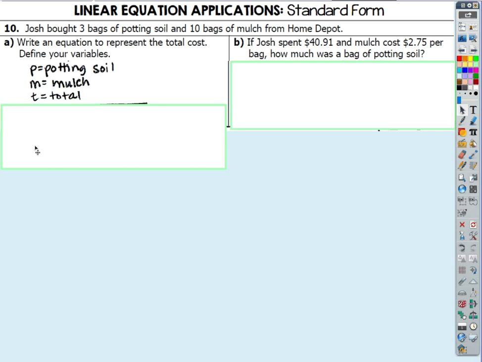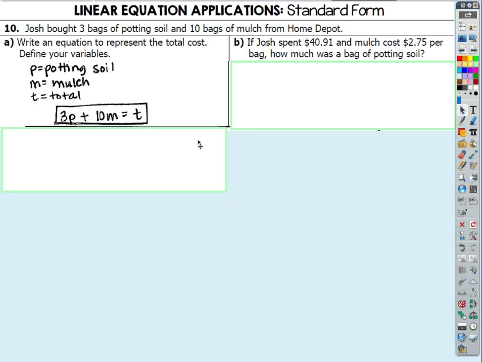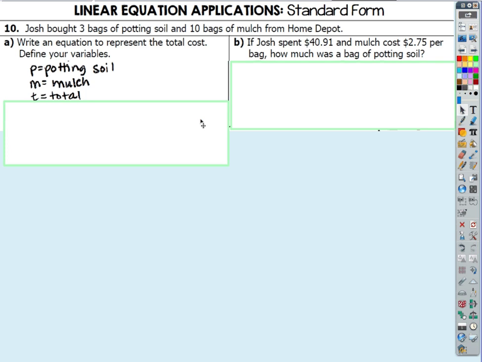Okay, there's the question. Yeah, if we know that he's buying 3 bags of potting soil and 10 bags of mulch, what do those really mean? What is potting soil? That's not very descriptive. We should improve the definition of that variable. What is it really? Bags is fine. The cost for one bag. Cost per bag, isn't it? Right? So really, we should add some stuff to that. That's not a very good description.